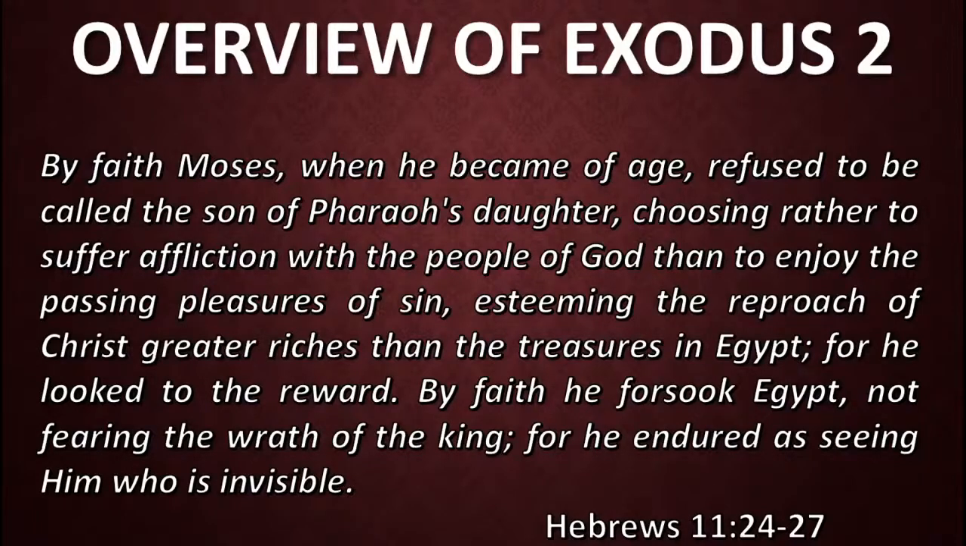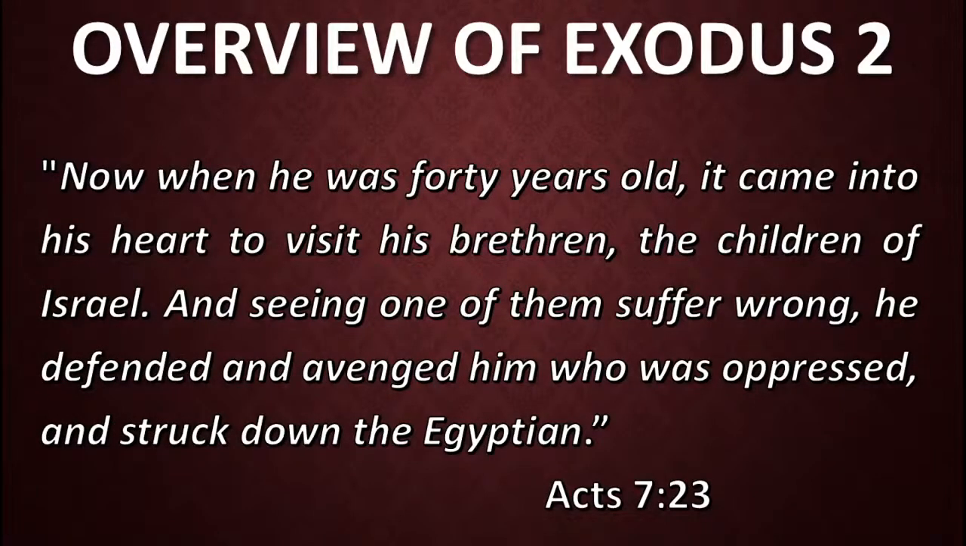But the second passage I want you to consider is the statement that's made in Acts chapter 7 by Stephen, who summarizes these next parts very succinctly. He says, when he was 40 years old, that's Moses, it came into his heart to visit his brethren, the children of Israel, and seeing one of them suffer wrong, he defended and avenged him who was oppressed and struck down the Egyptian.